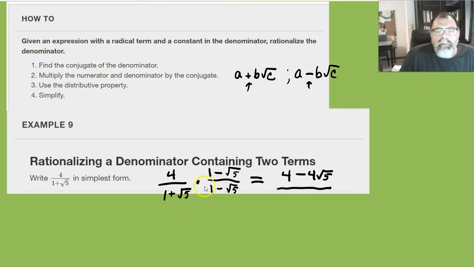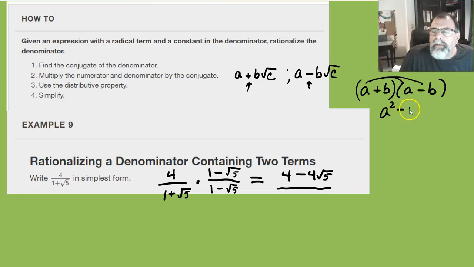Now, the trick with multiplying by conjugates is that it follows the pattern of a difference of squares. I don't know if you remember that from intermediate algebra or even beginning algebra. When you FOIL this, you get a squared minus ab plus ab minus b squared, and then these two terms cancel out, and you get a squared minus b squared. And we call that a difference of two squares.